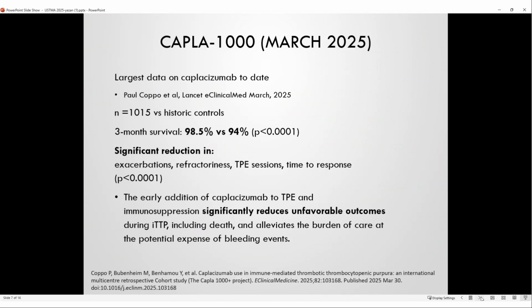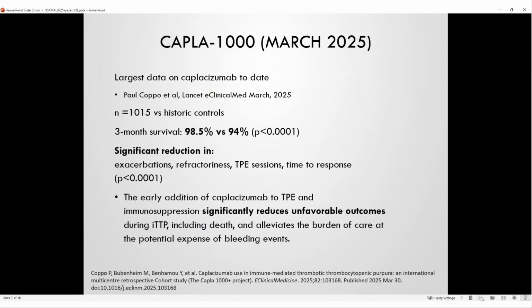And in this study, they had 1,015 patients who were treated with caplacizumab in addition to standard of care compared with historic controls. So these are patients who were treated with plasma exchange and steroids, some with rituximab, some not, but not caplacizumab. And so with this analysis, what the authors found was that there was, in fact, a survival benefit. They demonstrated a 98.5% versus 94% in the caplacizumab arm versus the control arm, which met statistical significance. So with this large study sample, there was a survival benefit that was demonstrated.